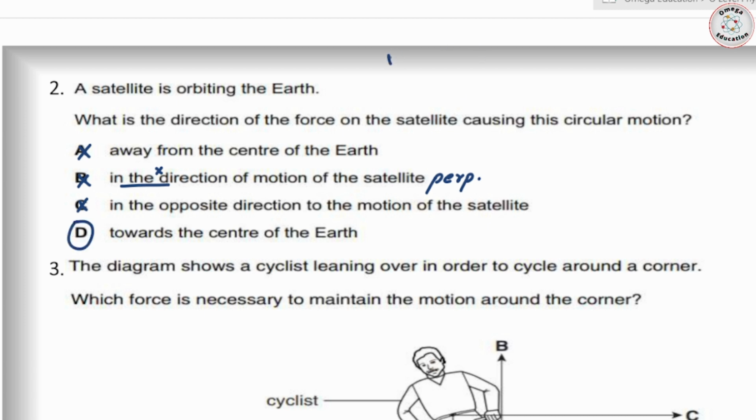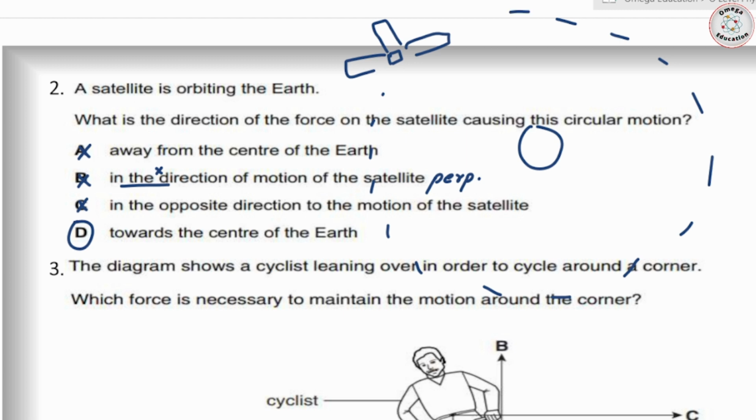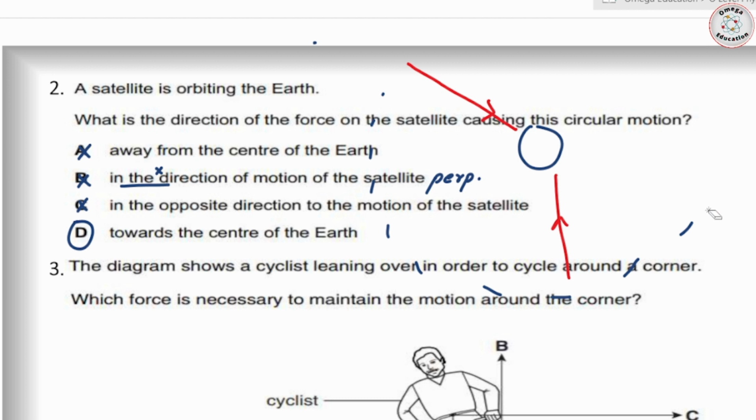So if you have a satellite, let's say here you have a satellite, and here you have the Earth, and the satellite is going around the Earth, the direction of the resultant force acting on the satellite would be towards the center of the circle, which is towards the center of the Earth. No matter at what point the satellite is, the direction would always be towards the center of the Earth.